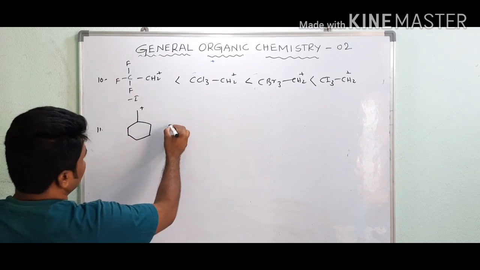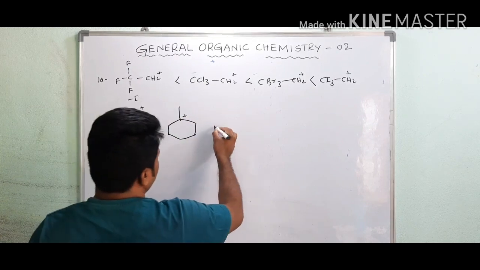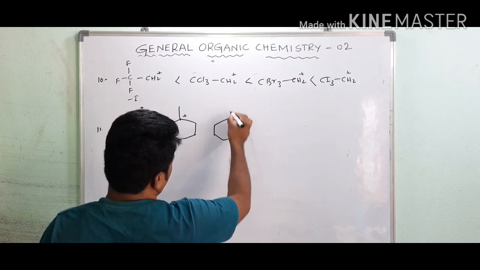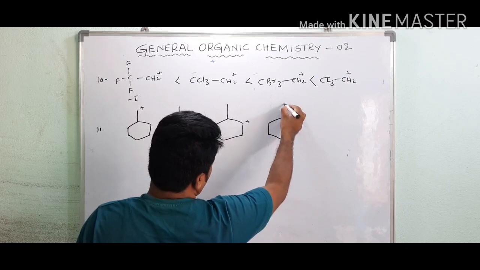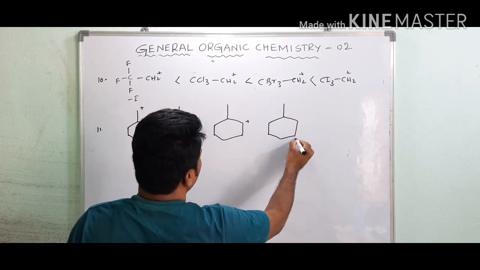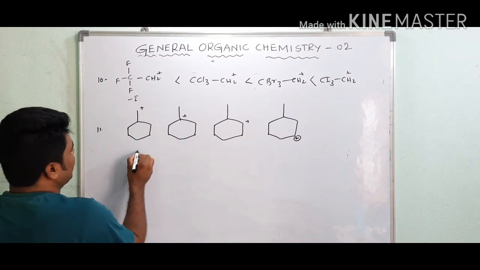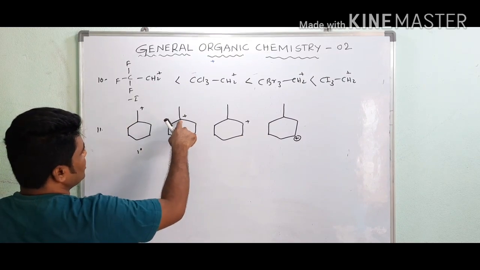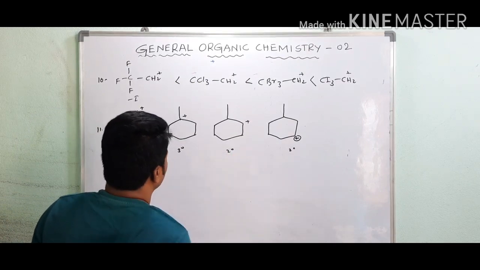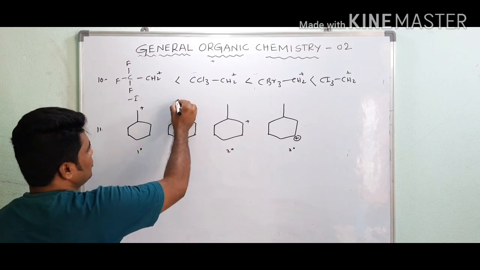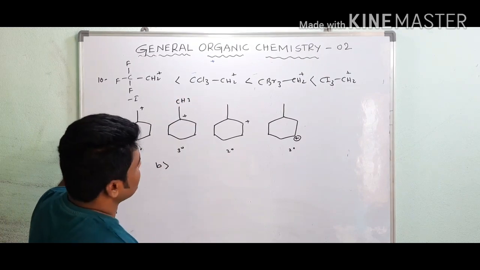A, B, C, then here D. See here, this is the primary carbocation. This is tertiary carbocation, this is secondary, and this is secondary. Which one is more stable? Tertiary carbocation is more stable, we know that. So B comes first. Then this primary is unstable.